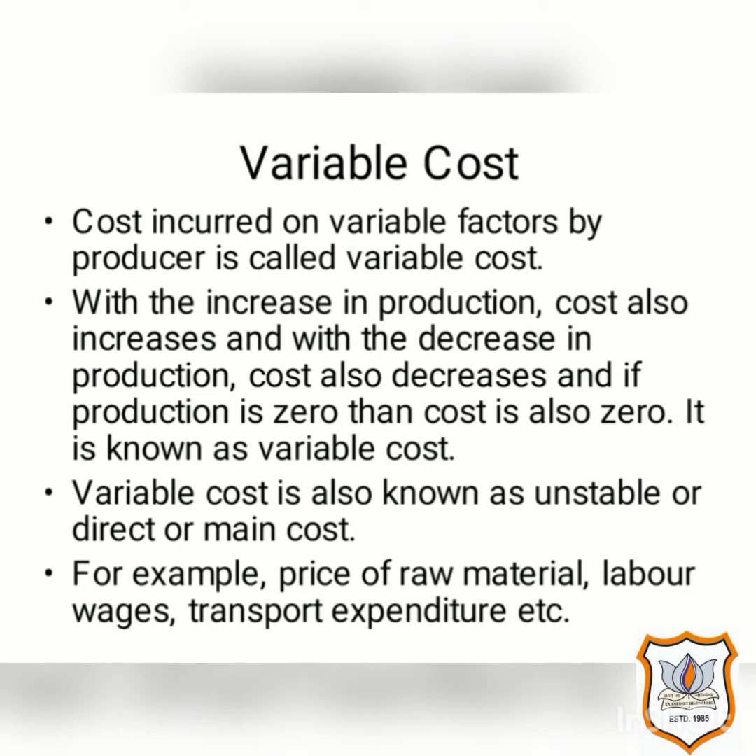And because it has a direct relation with production, due to an increase in production there is an increase, and due to a decrease in production there is a decrease in variable cost, we may say that this is also direct cost. And also, according to Marshall, because it is directly related with production, this cost is also known to be main cost. Say for example, price of raw material, wages paid to laborers, transport expenditure, these are all known to be variable cost.